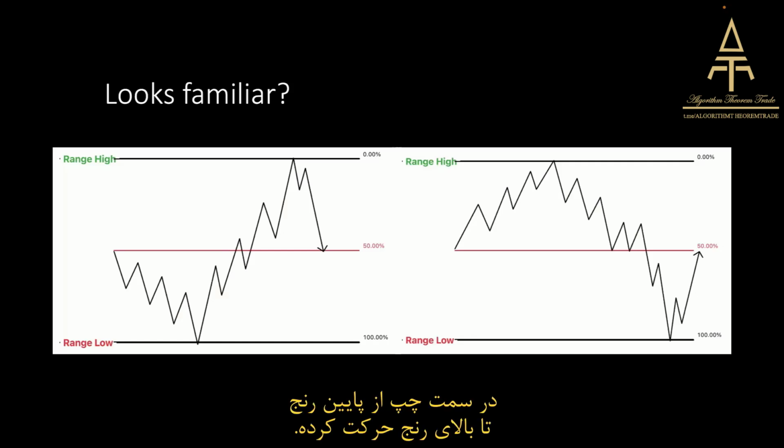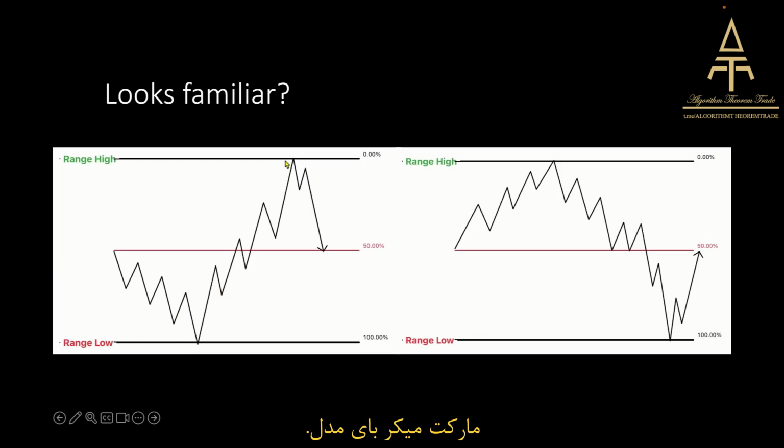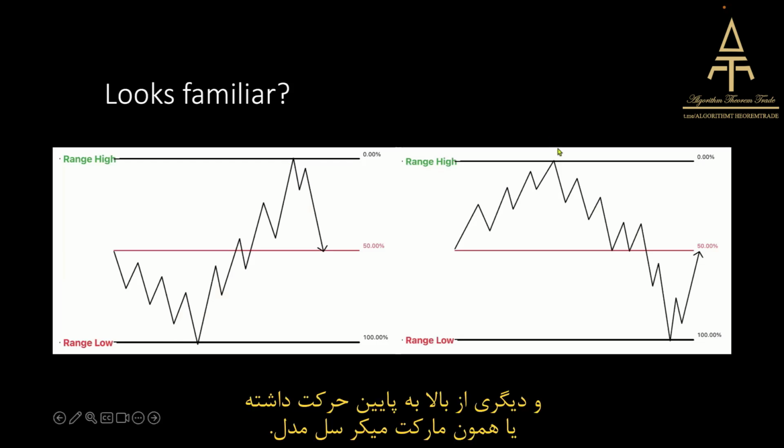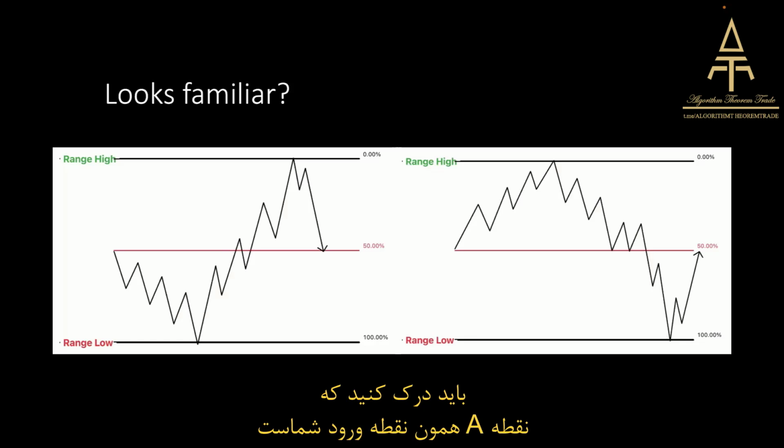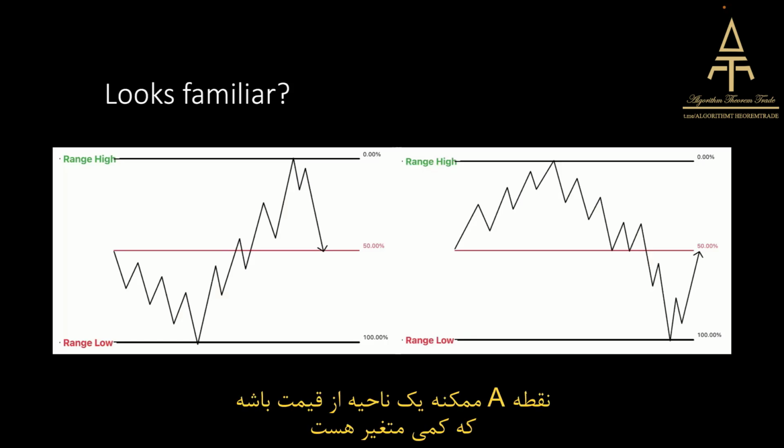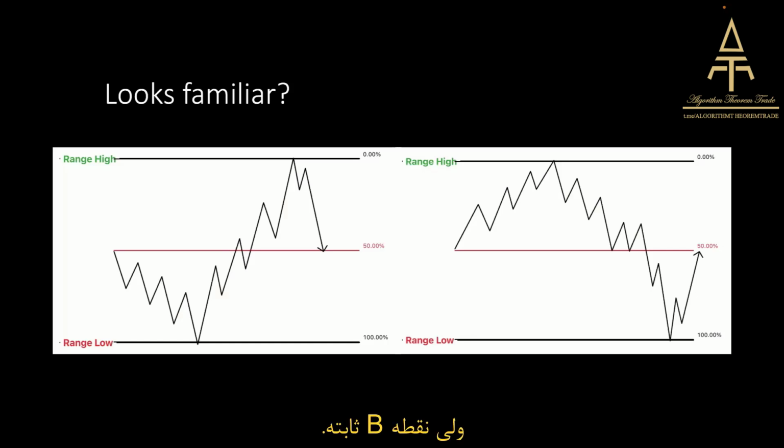On the left schematic, we can see the market moving from the range low to the range high, aka a market maker buy model. And on the right side, we can see the market move from the range high to the range low, aka a market maker sell model. What's very important to understand is, like I mentioned, point A is your entry opportunity, meaning point A is relative to your personal preference. However, point B is fixed.